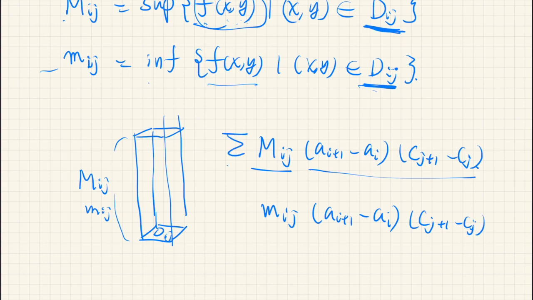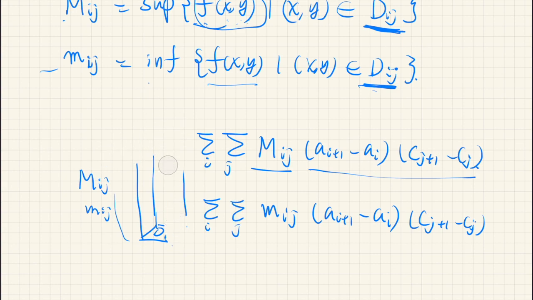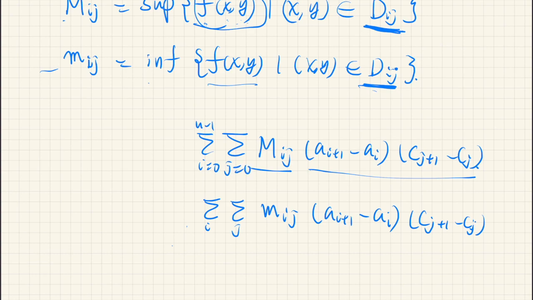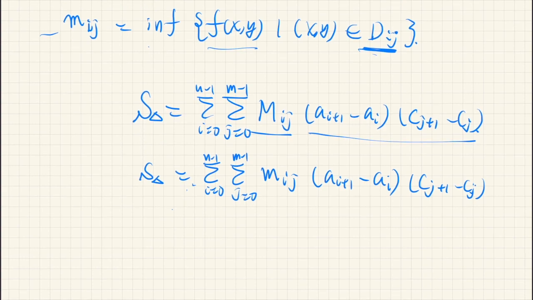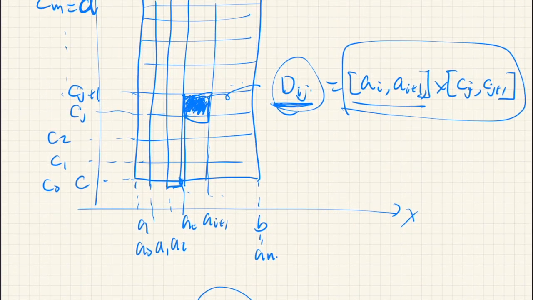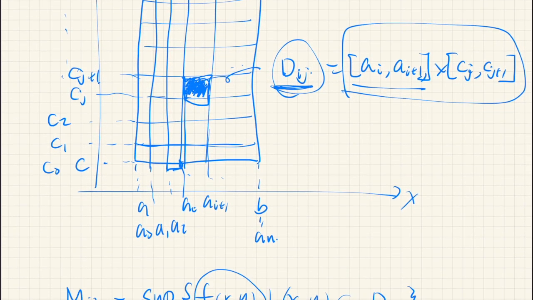And if we take the sum over i and j, where i runs from 0 to n minus 1 and j runs from 0 to m minus 1, let's define these as uppercase S delta and lowercase s delta. By the way, this delta indicates how we partitioned this region D.